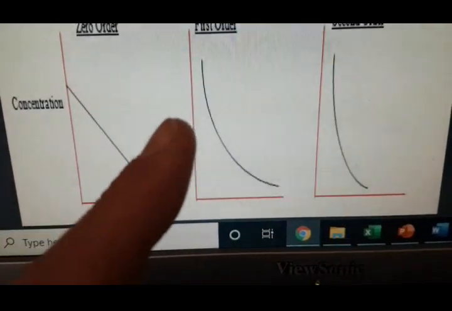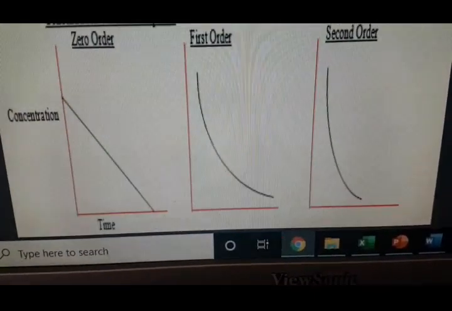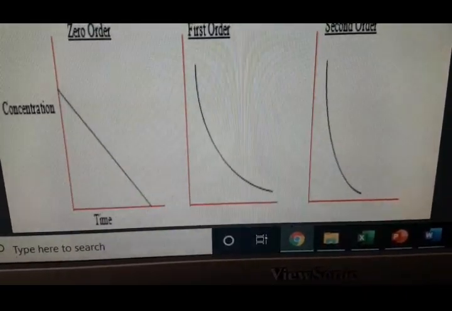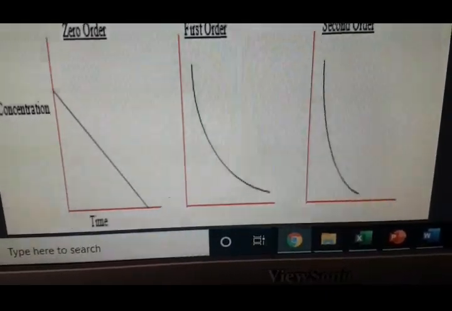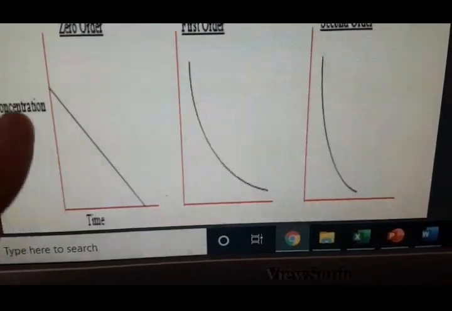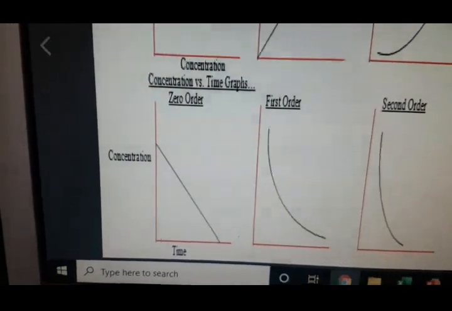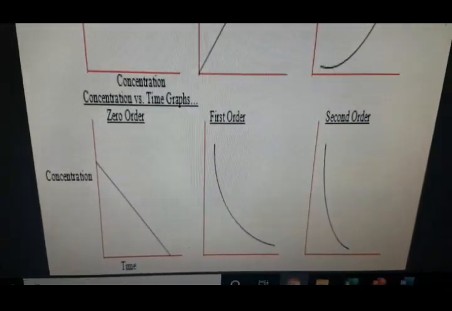In other words, if the first half-life is 10 minutes and the second one is 11, that's fine, it's first order. But if the first one is 10 and the second one is 5, it's zero order. If the first one is 10 and the second one is 5.5, still zero order. If the first one is 10 and the second one is 20, strictly that's second order. But if the first one is 10 and the second is 19, that would also count as second order.